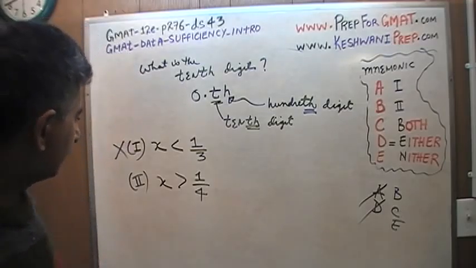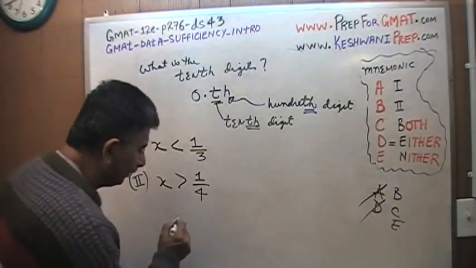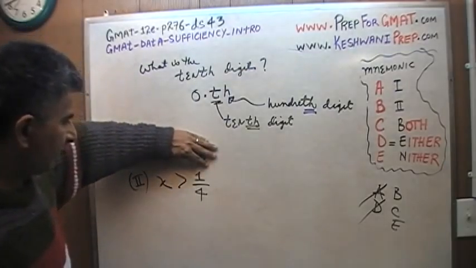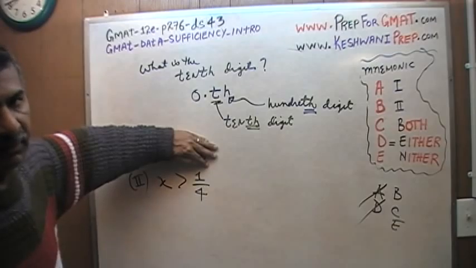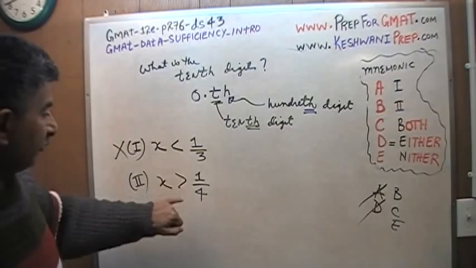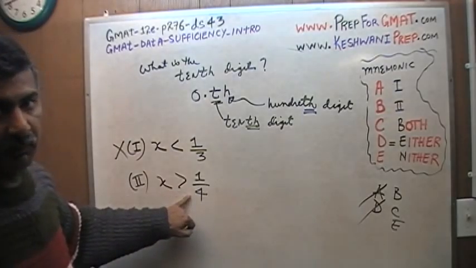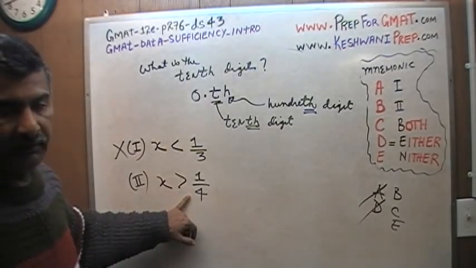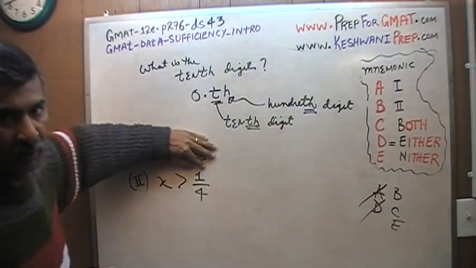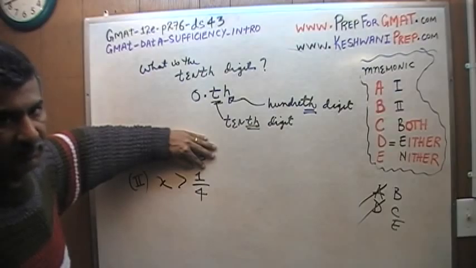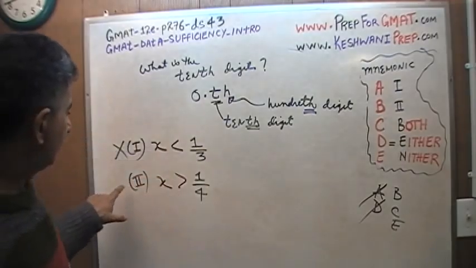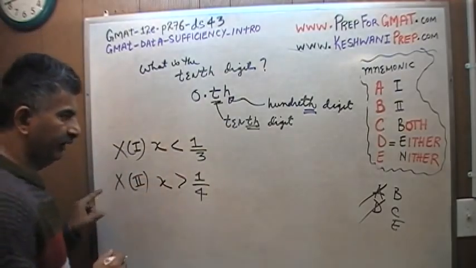If it's greater than a quarter, then the 10th digit we know. If you look at the second statement by itself, all it tells us is that the 10th digit, whatever it is, cannot be 1. It can be 2, because it's greater than a quarter. It could be 0.26, 0.27, 0.39, 0.4, could be anything. All this does is rule out 1 as the 10th digit. But it does not tell us what the 10th digit is. Therefore, the answer can also not be B. It's not enough.